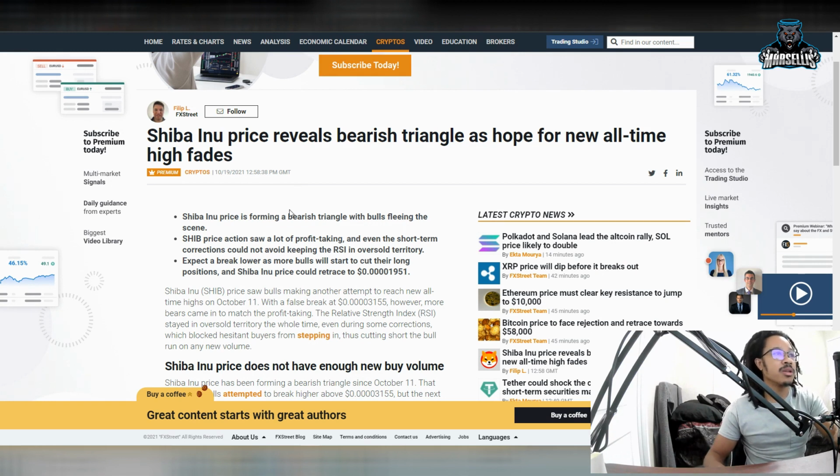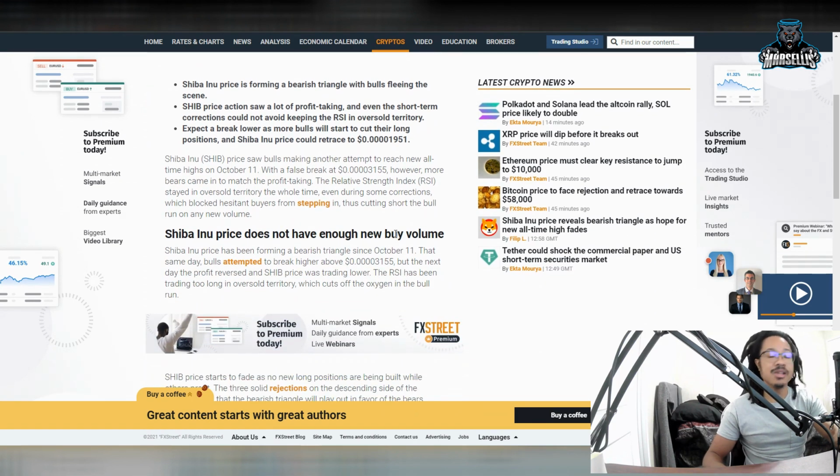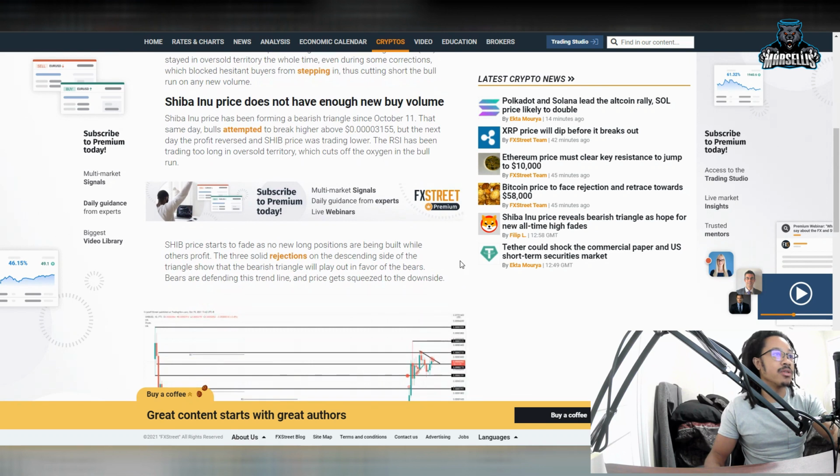And anyways, they say Shib price action saw a lot of profit taking, which is definitely true. People are taking profits, and even the short-term corrections could not avoid keeping the RSI in oversold territory. Expect a break lower as more bulls will start to cut their long positions, they're saying. No, I don't believe this is going to be true, because we're really coming out with this Robinhood rumor. Like, everyone knows, buy the rumor, sell the news. And then we got these 2 new exchanges that just listed us. I mean, bulls attempted to break above 31.55. We did get rejected there.